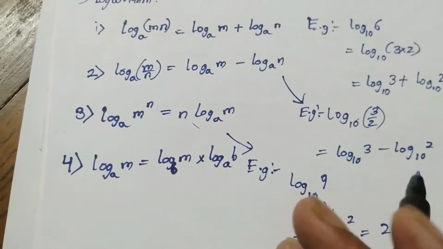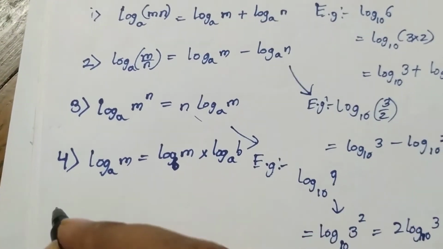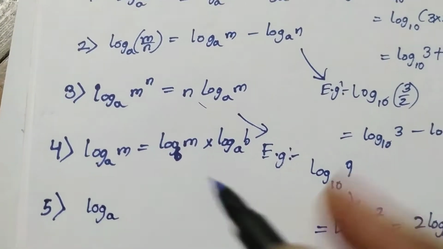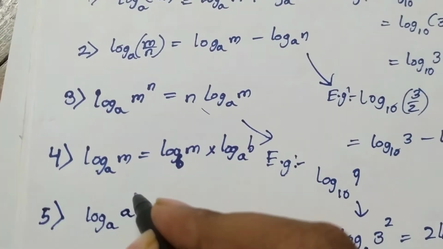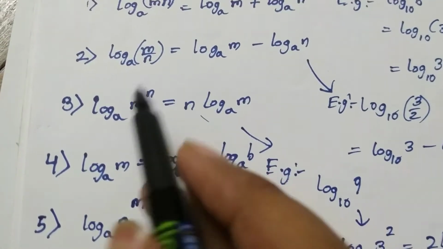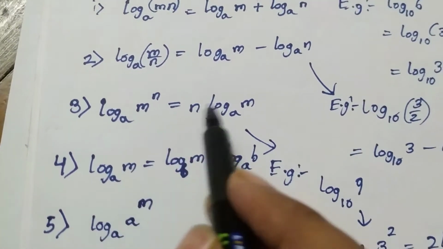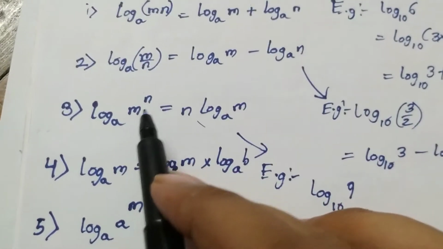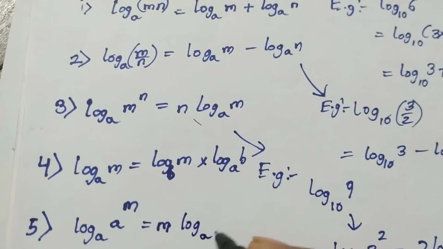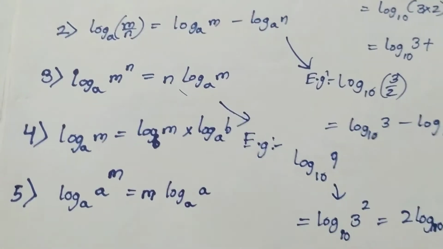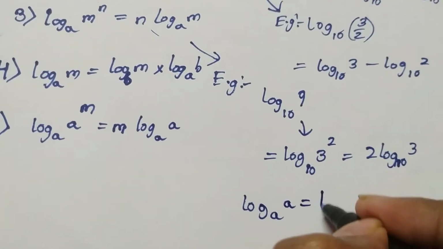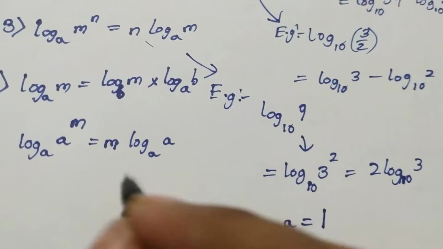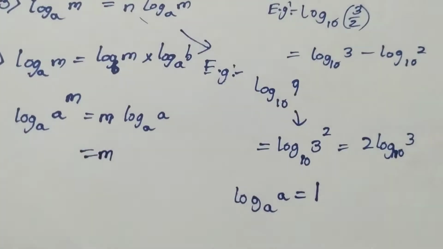There are two more formulas which will be very useful. I'll show you those also. This is one of them. This is similar to this formula. This is an application of this formula. Here the m comes in front according to this formula, m log a base a. Now we know that log a base a is equal to 1 for any number a. This is 1. Okay, so we have m.